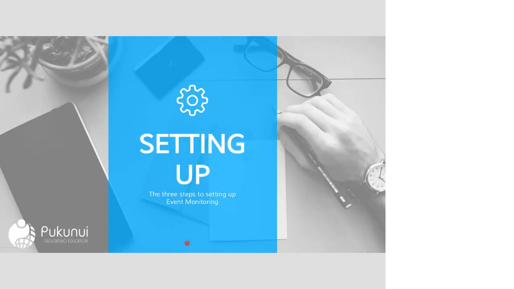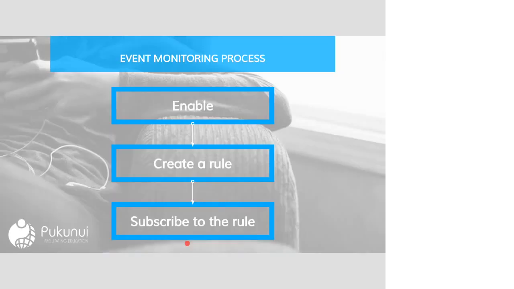Okay, so to kick things off, setting up. There are 3 parts to setting up event monitoring in Moodle. First of all, it needs to be enabled on the site, so you need site admin access for that. And then you create some rules, certain things that Moodle is going to be monitoring on your behalf in the background. And then once these rules are created, you can subscribe to the rules, or you can allow other users to subscribe to the rules.